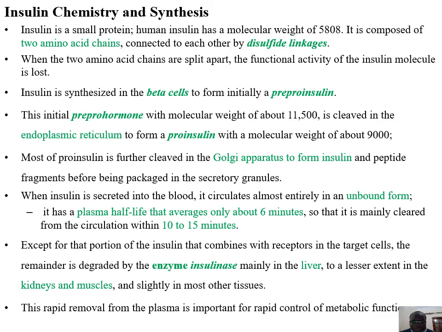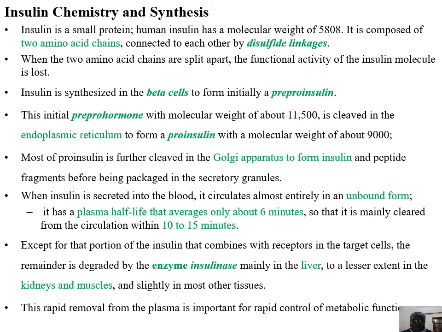Except for that portion of the insulin that combines with the receptor in the target cells. The remainder is degraded by the enzyme insulinase. The insulinase is the enzyme that will break down insulin. Insulinase is an enzyme that is found in the liver and to a lesser extent in the kidneys and muscles. So insulinase is mainly found in the liver and also the kidneys and muscles. And slightly in most other tissues, you can also find insulinase that is responsible to break down insulin.